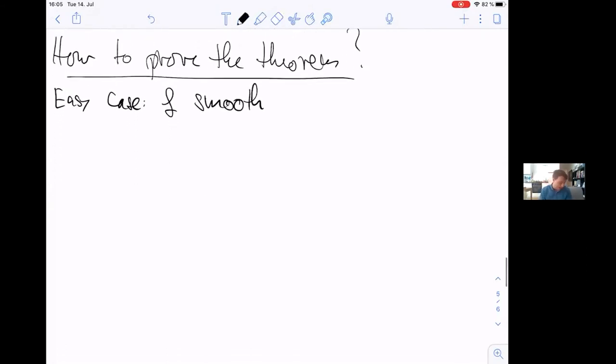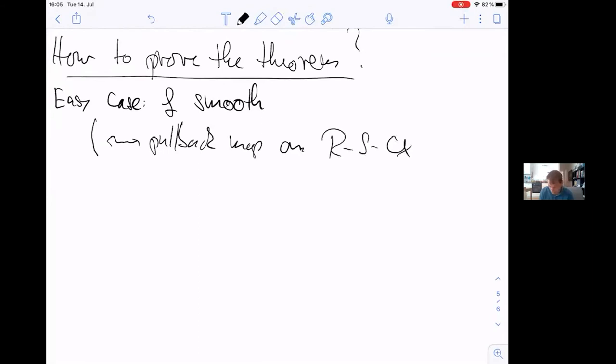Okay, so the easy case is if f is smooth. And the reason is that in this case, there's a pullback map on the entire Rost-Schmid complex, without supports, and it's compatible with the pullback in f, because basically you build it to do that, and then the universal property of what the resolution means immediately tells you that everything works. So smooth maps, super easy.